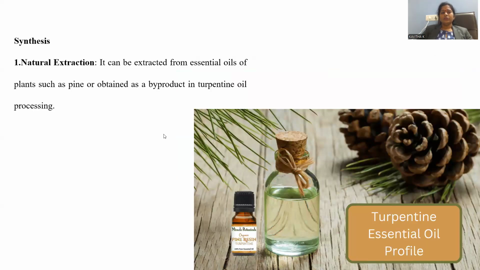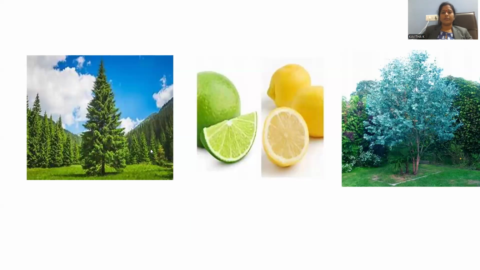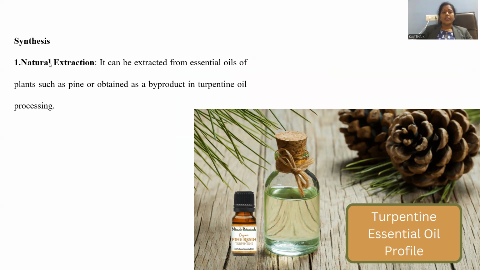Now we come to how its extraction is possible. How can we extract this oil starting from the pine tree, or from citrus, or from the eucalyptus tree? Natural extraction is carried out in such a way that it can be extracted from the essential oils of the plants, either from the pine or from the byproduct of turpentine oil.